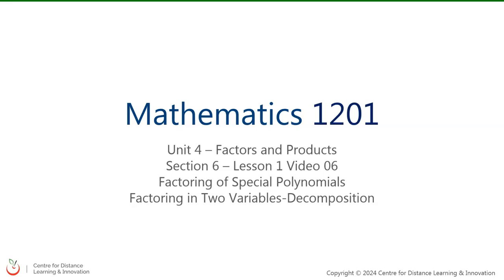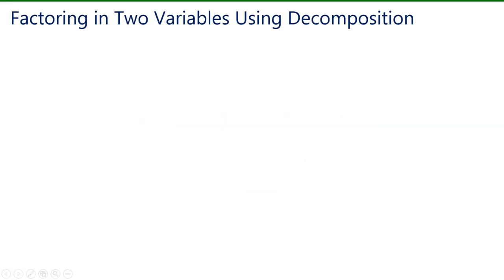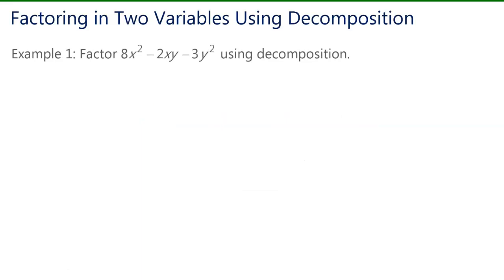In this video, we will be factoring trinomials in two variables using decomposition. Here's an example. Factor 8x squared, subtract 2xy, subtract 3y squared using decomposition. Always check for a common factor. In this case, there is none.